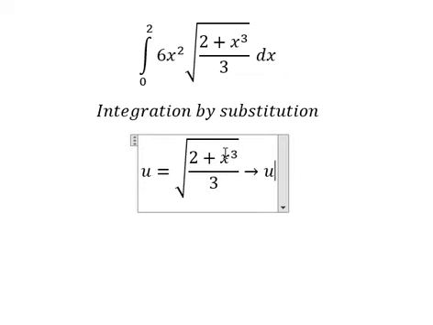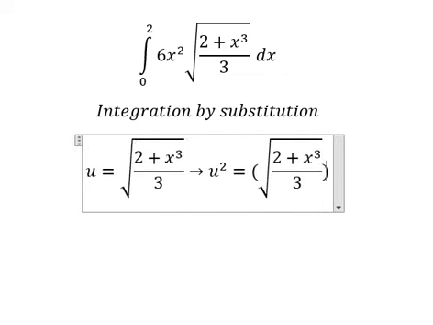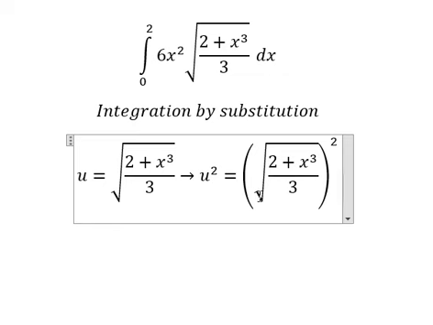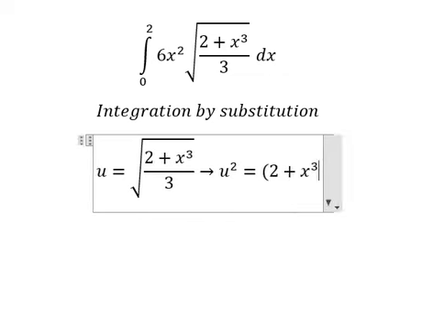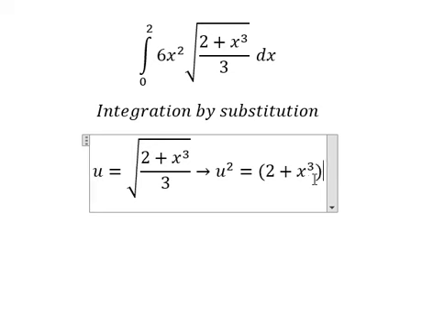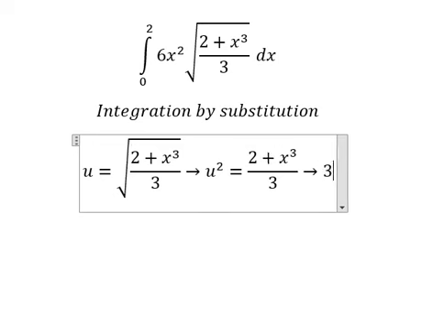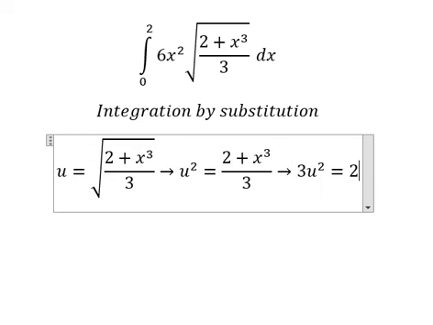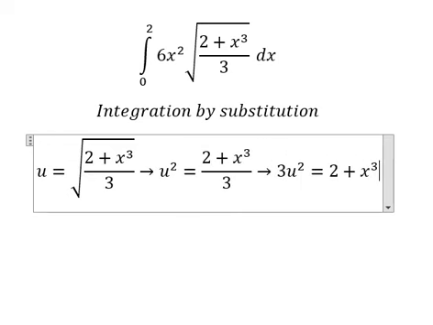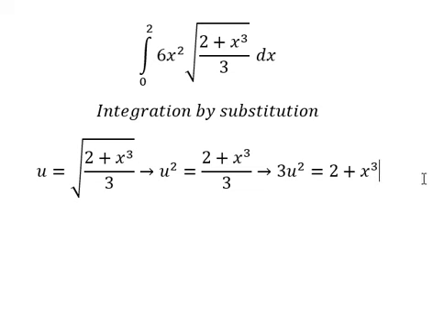Later, we put the square on both sides to cancel the square root. Next, I will put number 3 to the left. Next, we need to do first the derivative for both sides.